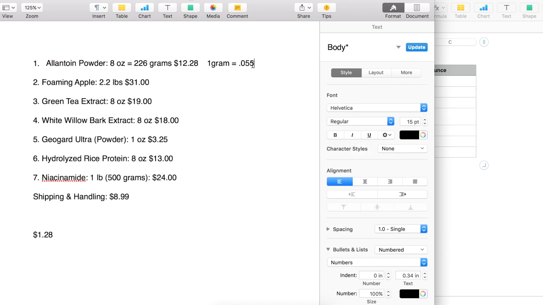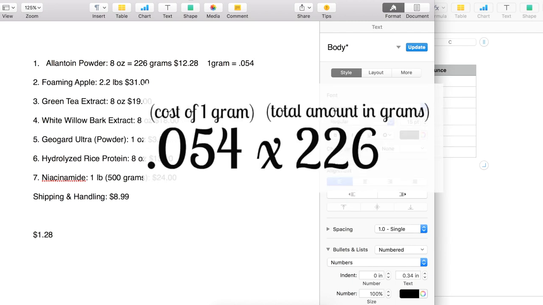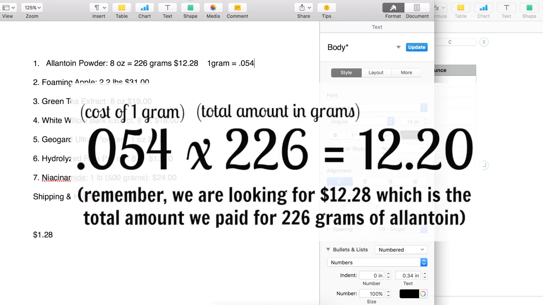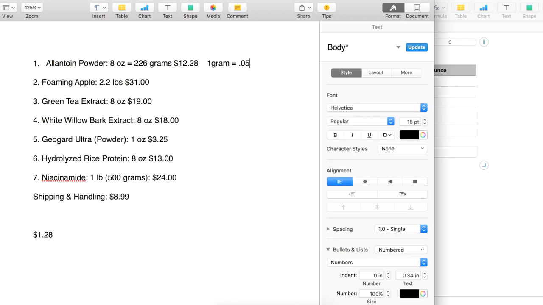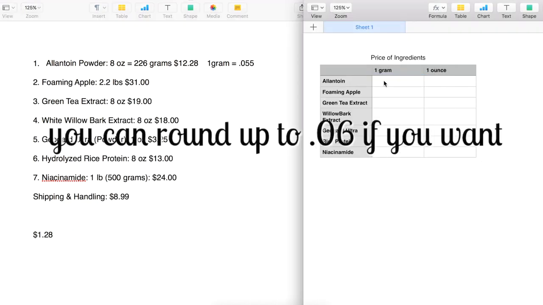So let's try 0.054 to see if this works. 0.054 times 226 equals 1220, so it's a little too short. Even though it's only 8 cents, it's still too short. So I'm gonna keep this 0.055. Now we know 1 gram of allantoin costs 0.055, so technically 5.5 cents. So we're gonna go over here to our chart.